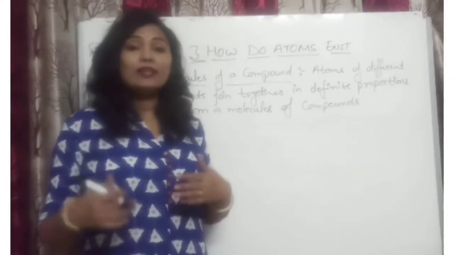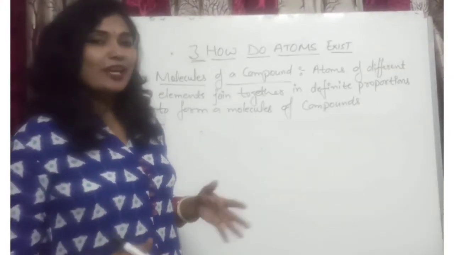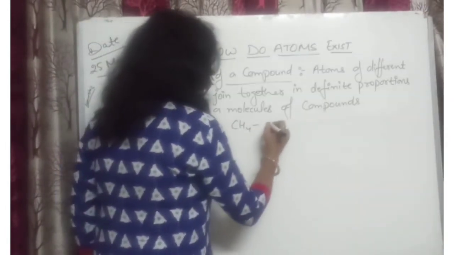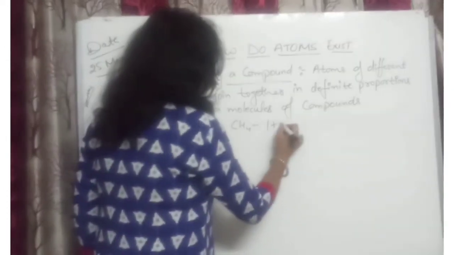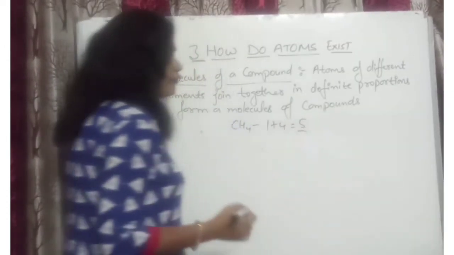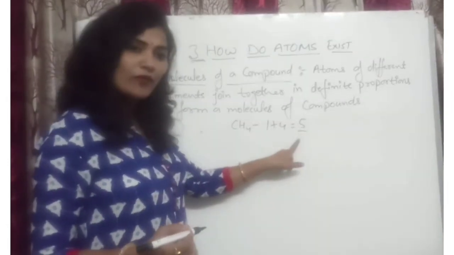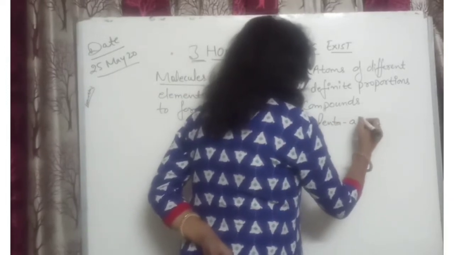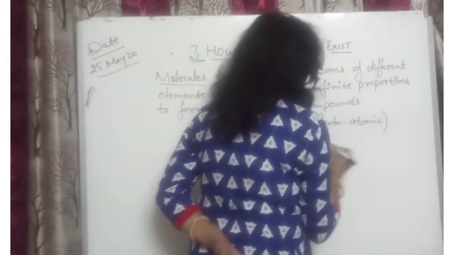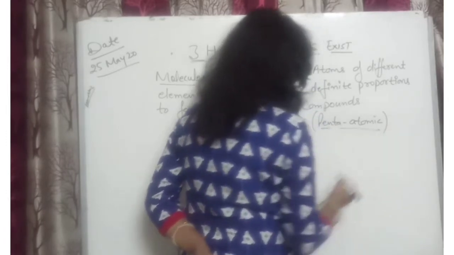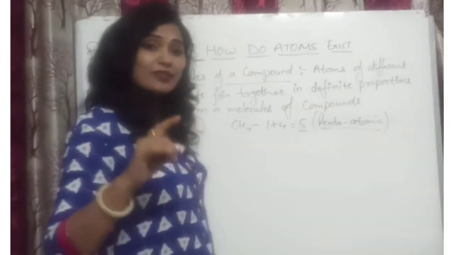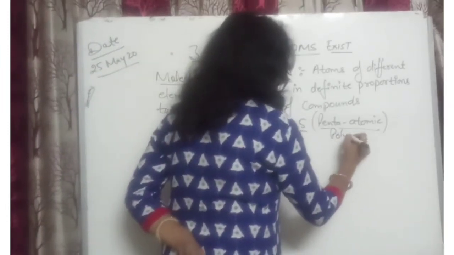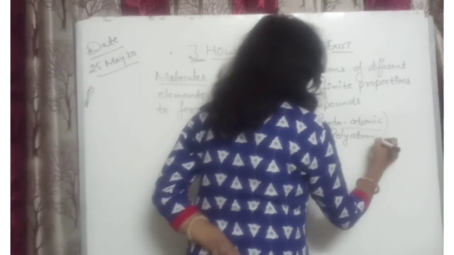Okay. Now we can take the next example, a molecule of methane. One molecule of methane consists of 1 atom of carbon and 4 atoms of hydrogen. So it contains 5 atoms. It means the atomicity is 5. So it is pentaatomic, or it is also known as polyatomic. Generally, a molecule which consists of 4 or more than 4 atoms is said to be polyatomic. So it is polyatomic or pentaatomic.